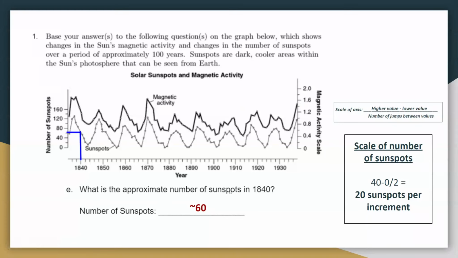So, what is the approximate number of sunspots in 1840? I'm going to go up, I'm going to go left. It looks like it's somewhere between 40 and 80. Just to be sure how much each increment is, since that's not labeled, I'm going to find the scale of this axis.